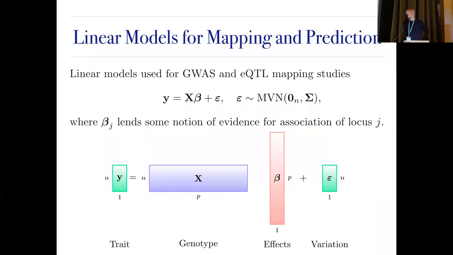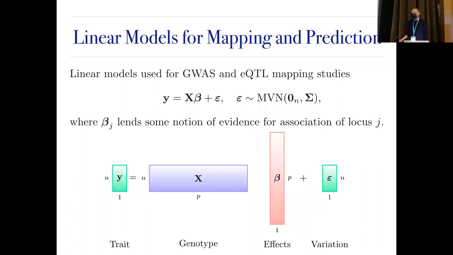A big part of what I look for is how to move past just the linear model. If we think about the generative model for complex traits, going back to your stat regression class, you can write this linear model where we have some phenotype and we regress our genotypes onto it in this high dimensional N by P matrix. The point of this slide is that with this generative model, I'm trying to understand the true effect of each SNP onto my phenotype of interest. And so beta J lends some notion of evidence that we use for a bunch of tasks downstream.